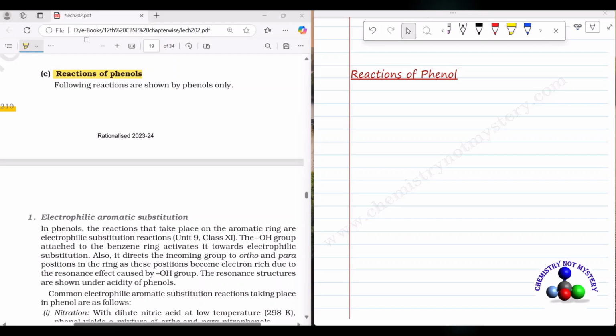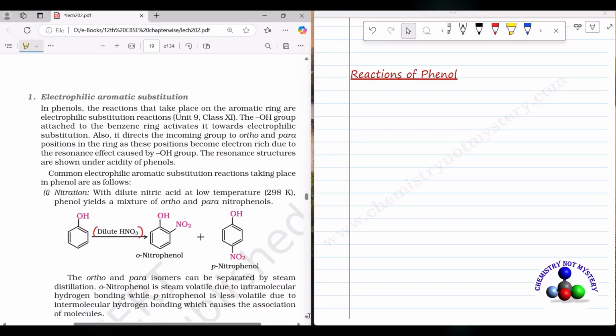Now come to the reactions of phenol. Following reactions are shown by phenols only. First type of reaction is electrophilic aromatic substitution. In phenols, the reactions that take place on the aromatic ring are electrophilic substitution reactions. The OH group attached to the benzene ring activates it towards electrophilic substitution.